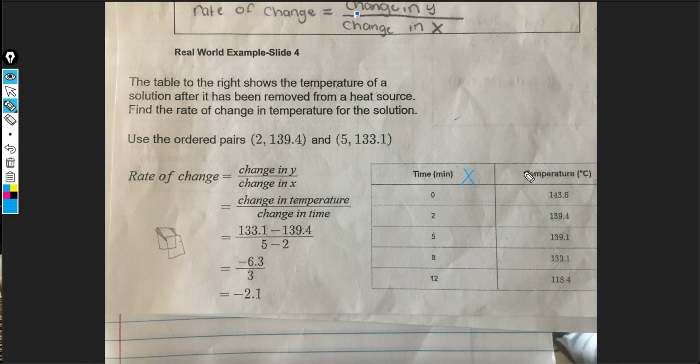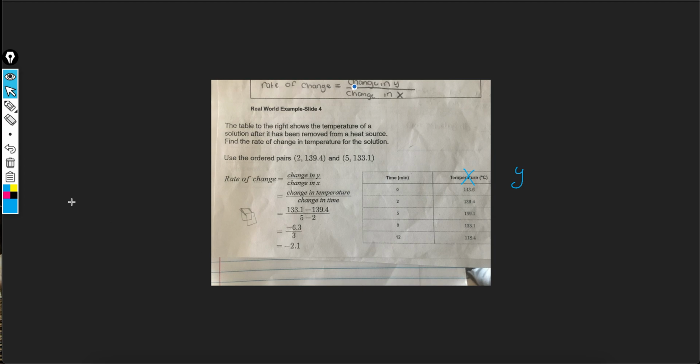So here we have x, and this is y, right? These are our x values, these are our y values. So when we're working with rate of change, something that's very important to know, and here they give us, use the ordered pairs 2, 139.4 and 5, 133.1. So they gave us both the points that we're going to be using. Let's do yellow. So first and foremost, they gave us 2, 139.4. They gave us 5 and 133.1, right?